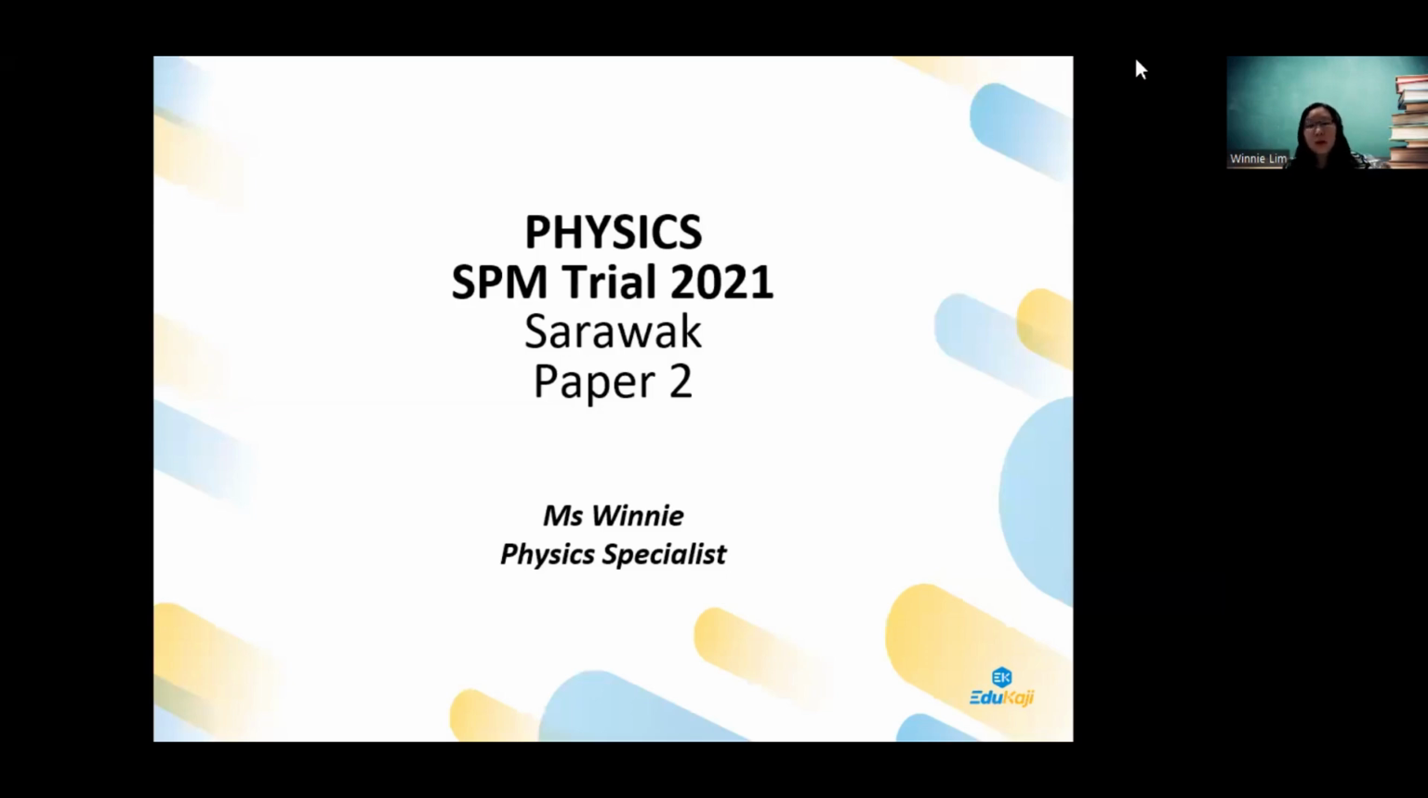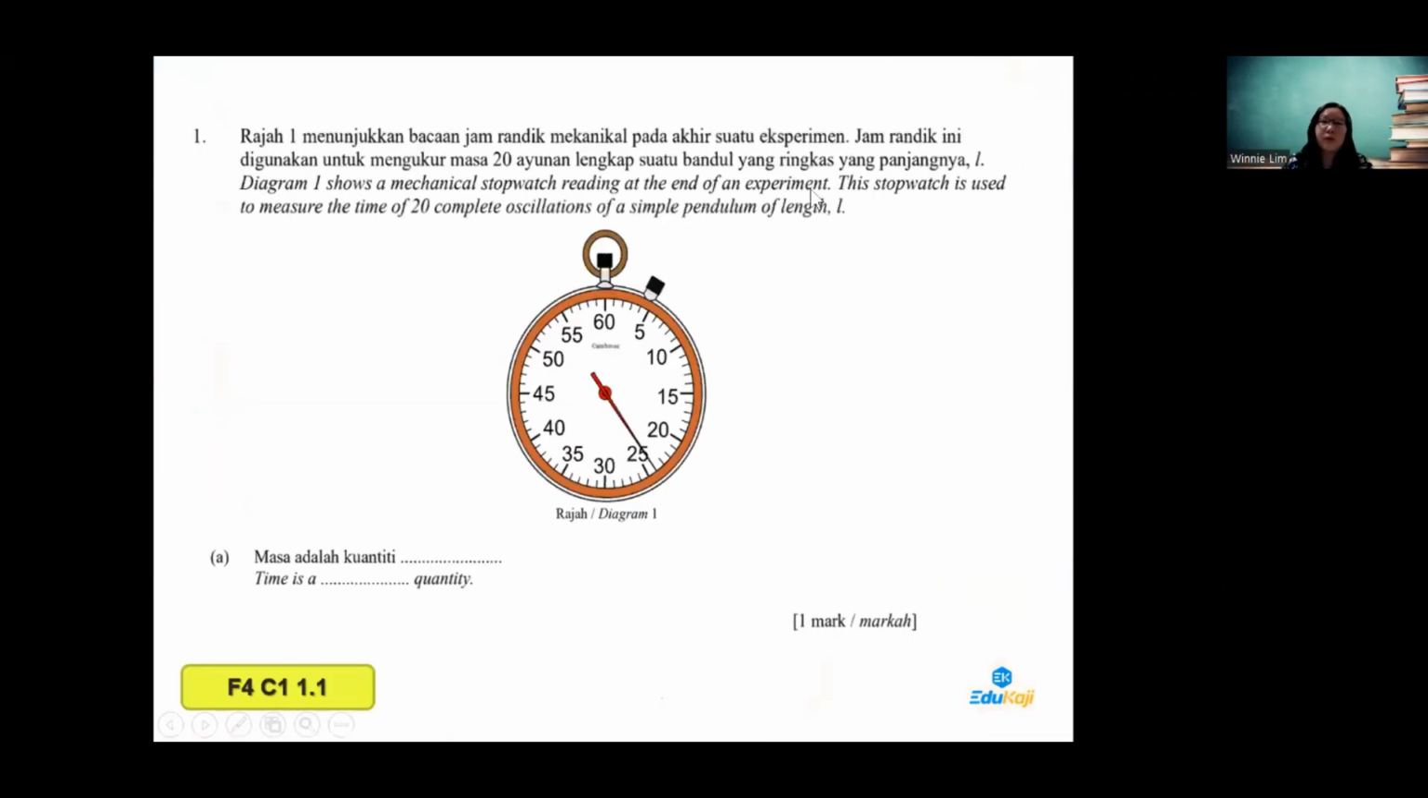Hello everyone. Today we'll discuss the Physics SPM Trial 2021 Sarawak paper. So let's look at the first question. The first question is from Form 4, topic measurement, the basic one.